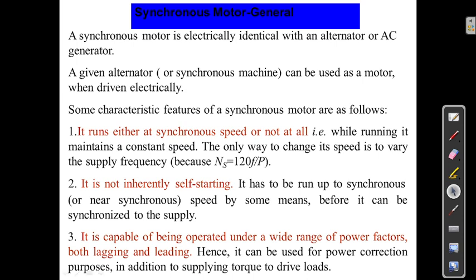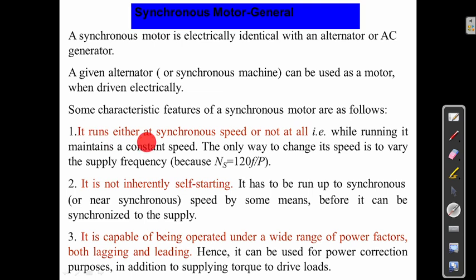It is electrically identical with an alternator or AC generator. A given alternator or synchronous machine can be used as a motor when driven electrically. Some characteristic features of the synchronous motor are as follows.